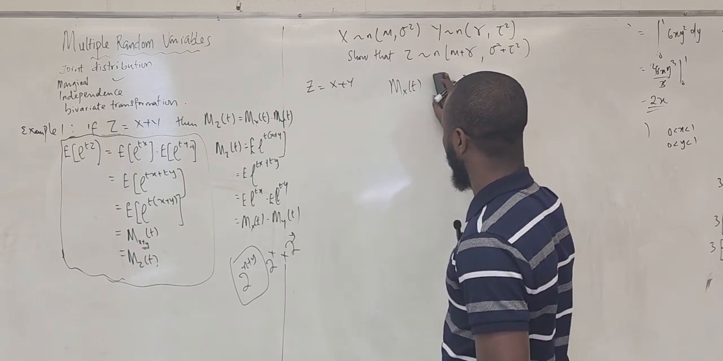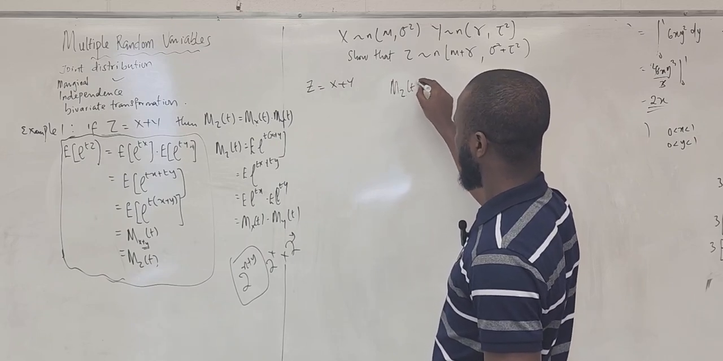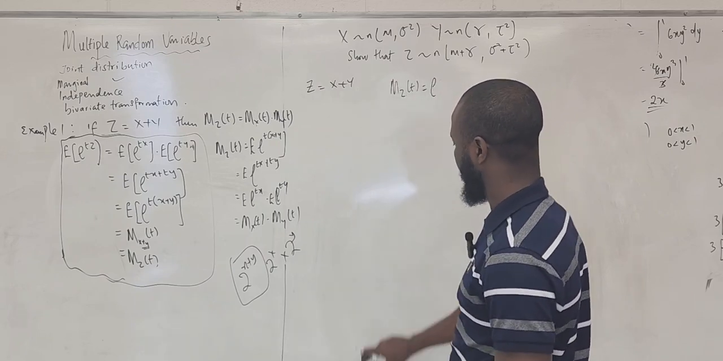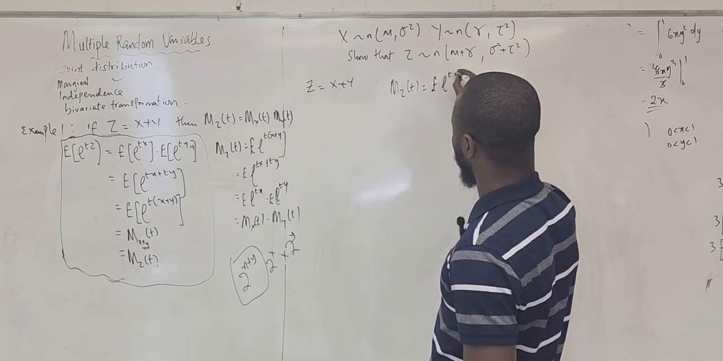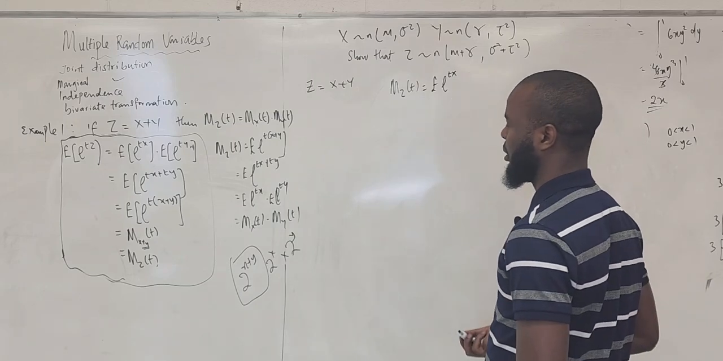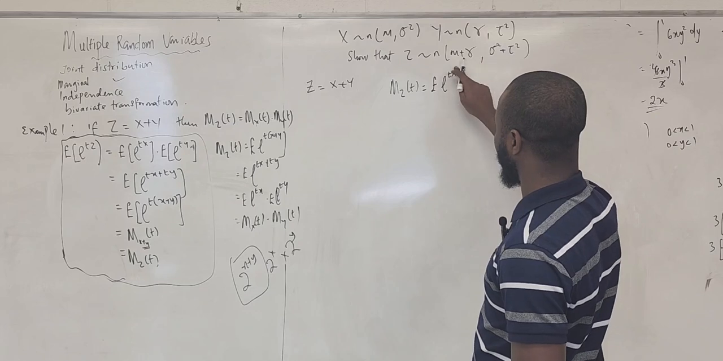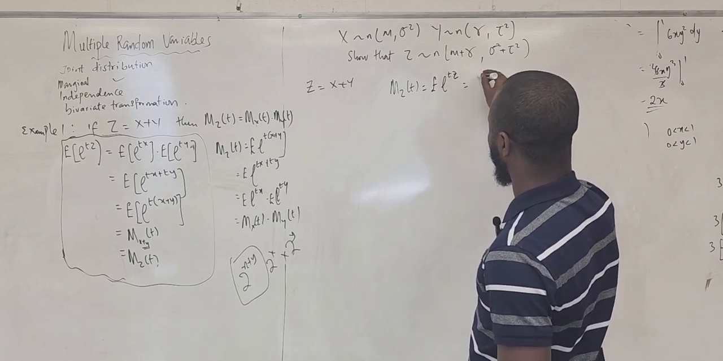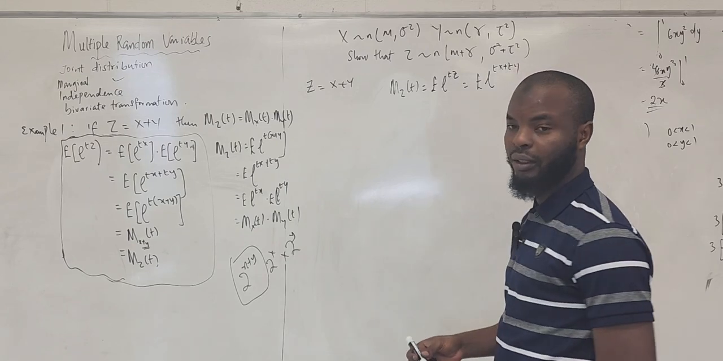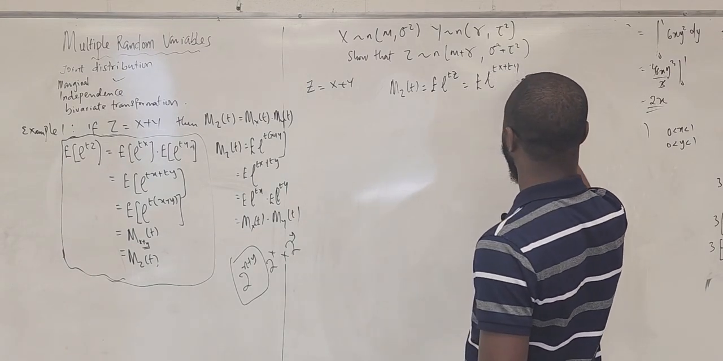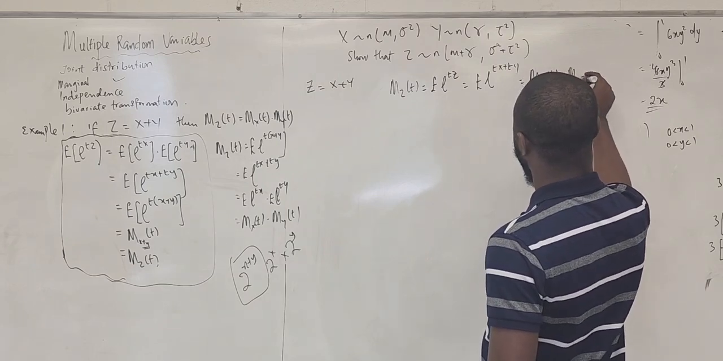Or let me put it this way. We've shown that MZ of t is E of e raised to tZ. No, I want to add everything. Okay, either way, equals E of e raised to tX plus tY, right? Which is the same thing as MX of t times MY of t.